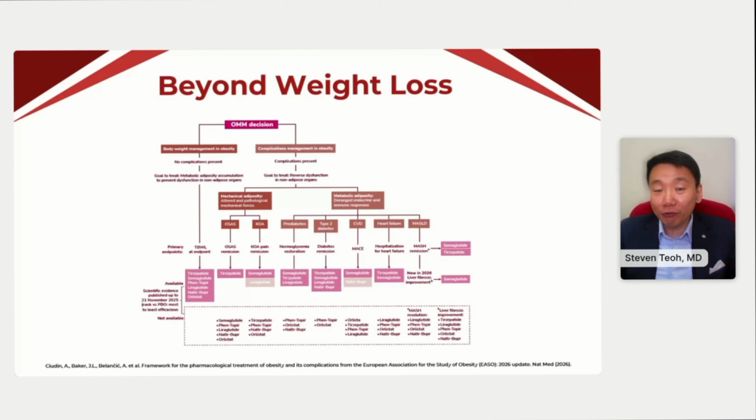So this is also reflected in the latest European obesity management guidance, which emphasizes selecting obesity management medication according to the target complication we want to address. Because some of these medications have higher evidence for certain obesity-related complications as compared to the other ones. So whether it's about helping patients to lose weight plus improving certain metabolic or mechanical health qualities.